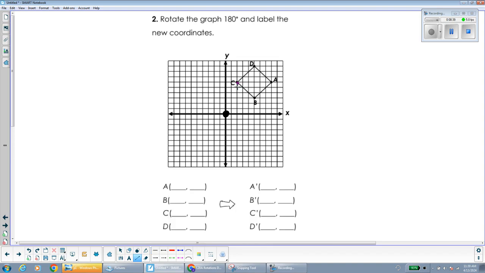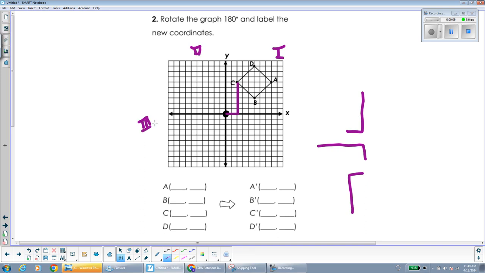I'm going to start with point C. I just picked that one to start with. And our L shape looks like this. So I'm going to imagine turning it twice, 90 degrees and then 180 degrees. So 90 degrees, 180 degrees. And our original figure is in quadrant 1. So our rotated figure should end up in quadrant 3.